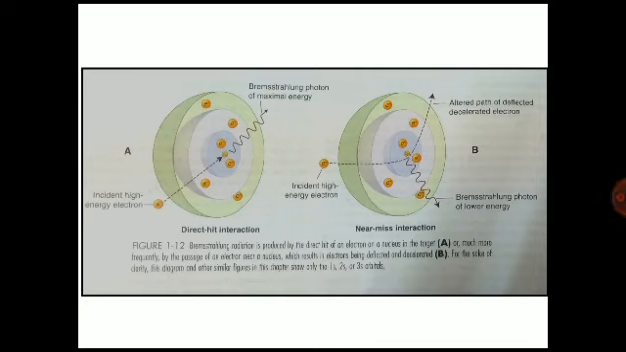Similarly, if it nearly misses also, the Bremsstrahlung photon is formed, which has a very high energy but lower than the direct hit in the first example, but still the energy of the photon will be quite high. Okay, so the first method is Bremsstrahlung radiation, in which the incident photon is a direct hit to the nucleus or a near miss to the nucleus, where a Bremsstrahlung photon is formed.